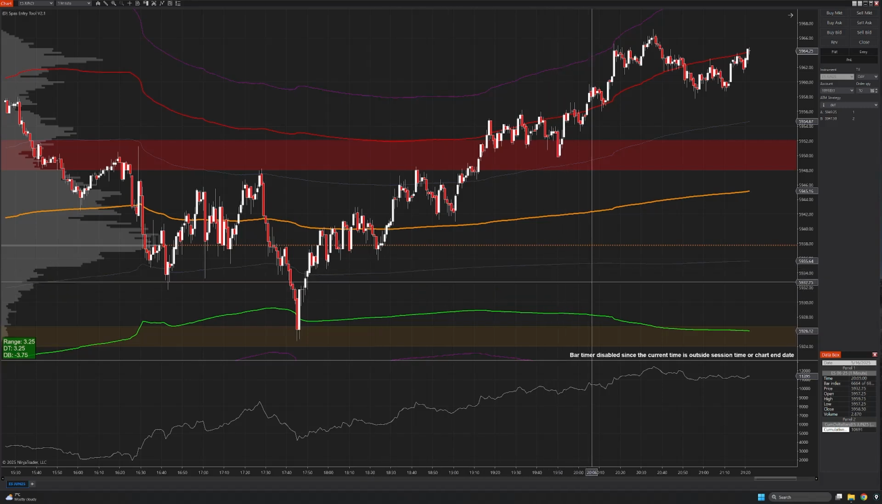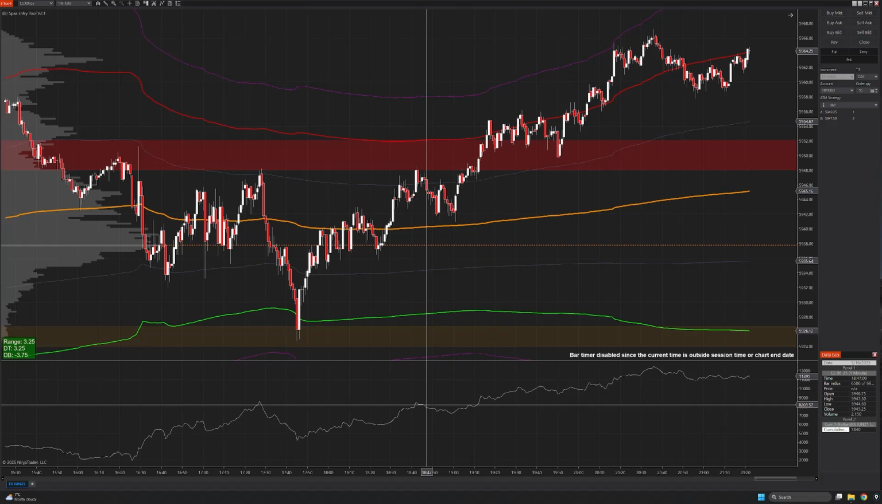Now, the first thing that is on the chart, normal candlesticks. White is for bullish bar, red is for bearish bar, or up and down bars, whatever you want to call it. Right here at the bottom, we have the cumulative volume delta. Now, this is important because it shows us how the delta is building up throughout the day.